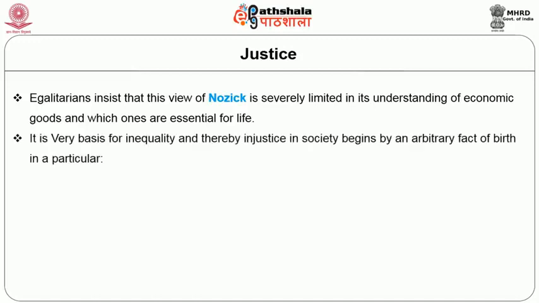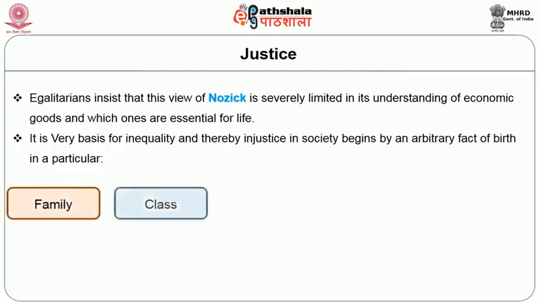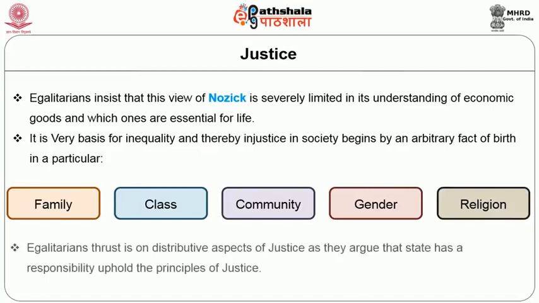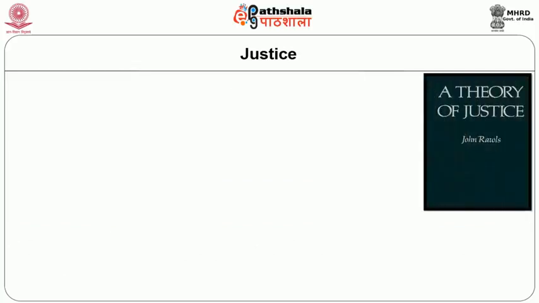For egalitarians, the very basis for inequality and thereby injustice in society begins with the arbitrary fact of birth in a particular family, class, community, gender, religion, etc. Egalitarians' thrust is on the distributive aspect of justice, as they argue that the state has a responsibility to uphold the principles of justice. The egalitarian view is largely shaped by John Rawls' 1971 A Theory of Justice.